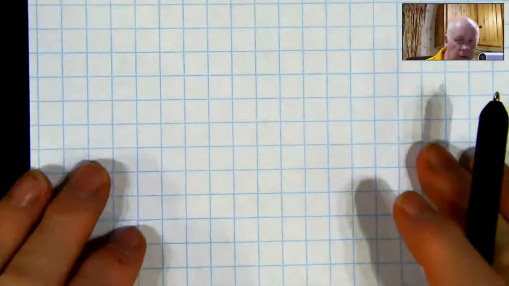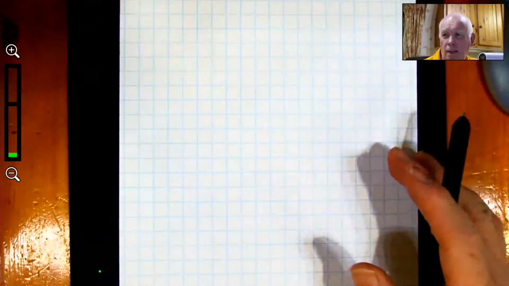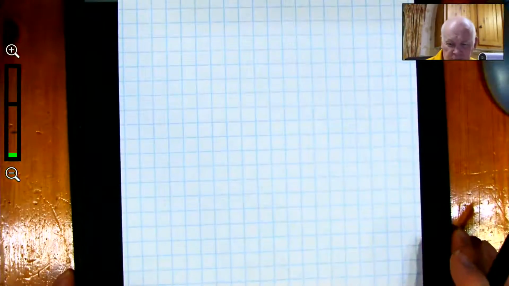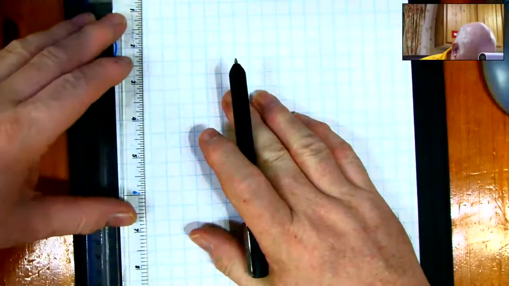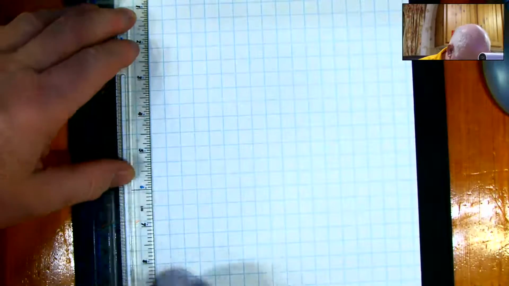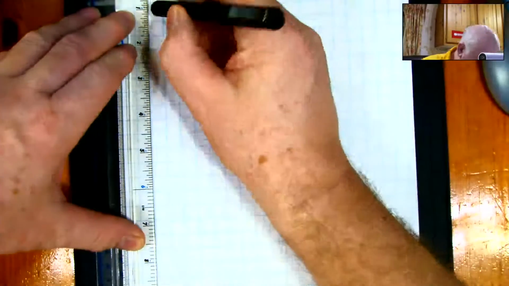And I've gone to squared paper here. And let's see if we can draw a graph out. And what I'm going to do is just draw a very simple graph. And I'm going to try and draw it properly.